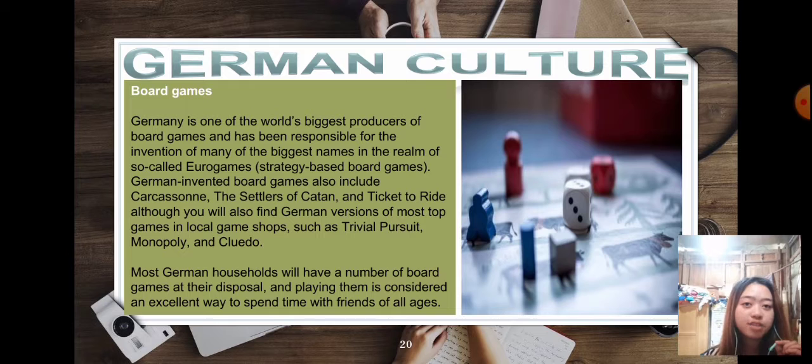Most German households will have a number of board games at their disposal, and playing them is considered an excellent way to spend time with friends of all ages.